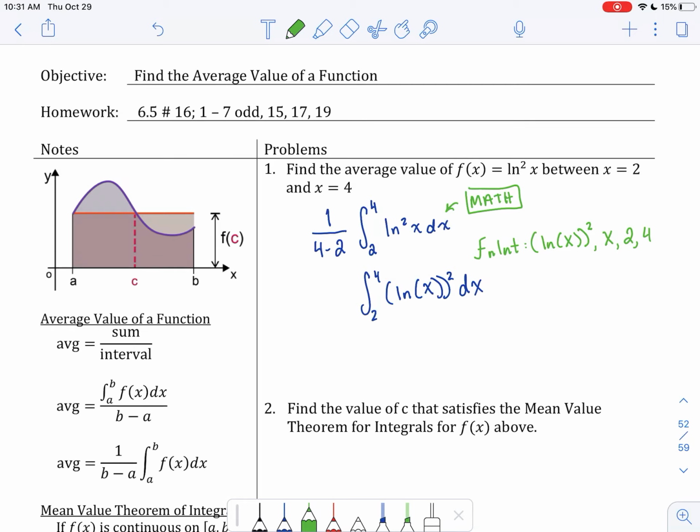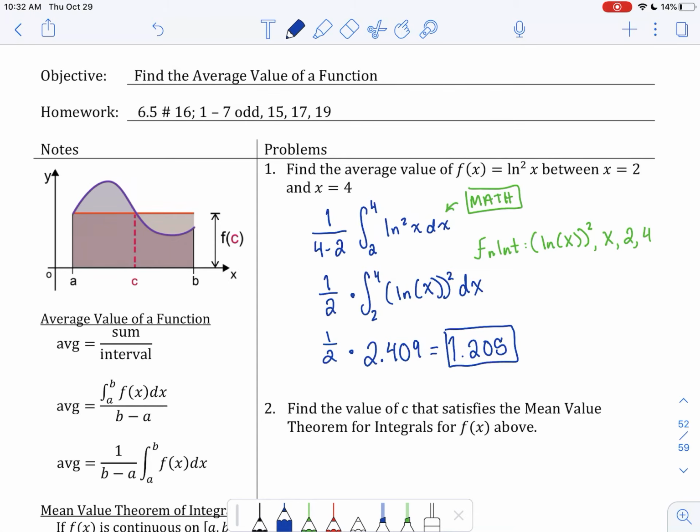Whichever way your calculator will let you do that, the answer for that integral area is 2.409, and then don't forget we're still multiplying that by 1 over 4 minus 2, which would be 1 over 2. That is then equal to 1.205. Hopefully you aren't having calculator problems. If you are, please let me know.